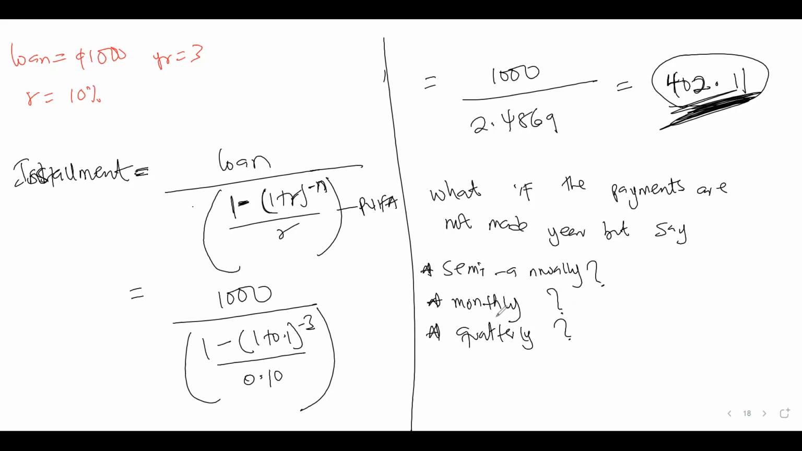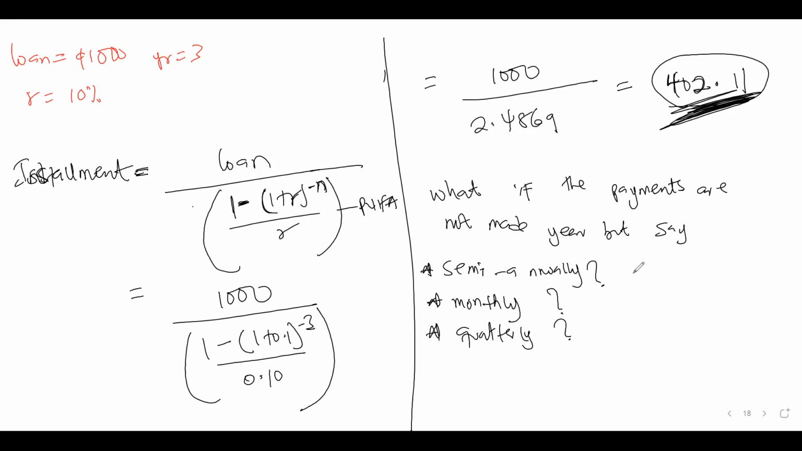Some of us normally go for a loan and pay monthly. The monthly one is the common one. What if so? Now, if this is the situation, the formula will change a little. Why? Because if I'm paying, let's say, semi-annually, let's listen carefully.